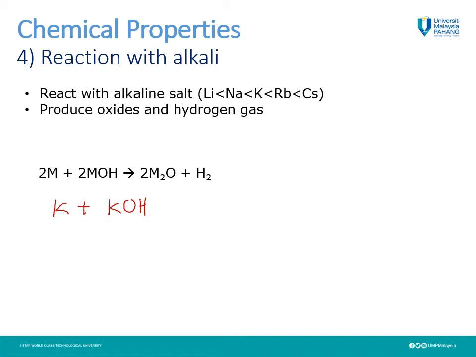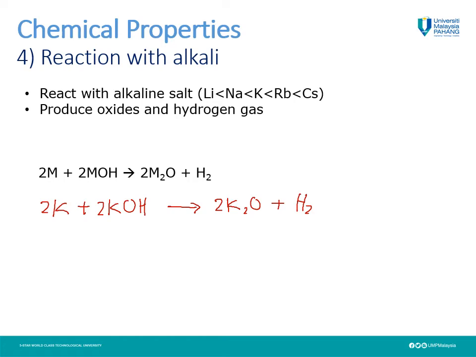metal alkaline and it will produce metal oxide and production of hydrogen gas. So here we are using 2 mole of potassium reacted with 2 mole of KOH and forming 2 mole of oxide.